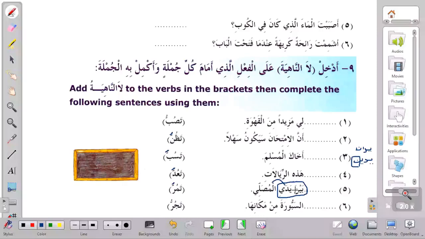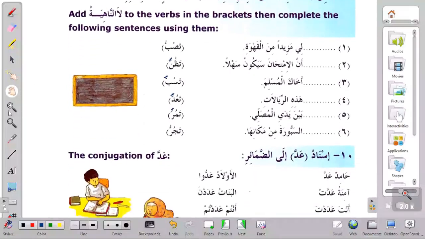So that's how come you now have here bayna yadayi al-musalli, which means in between the 2 hands. But it literally doesn't mean in between the 2 hands of the one praying. It means in front. We use that phrase collectively in Arabic language, bayna yadayi, to mean in front. So it's not to be taken literally, but the literal meaning is in between the 2 hands. I hope that is clear. But it is a phrase which means in front.